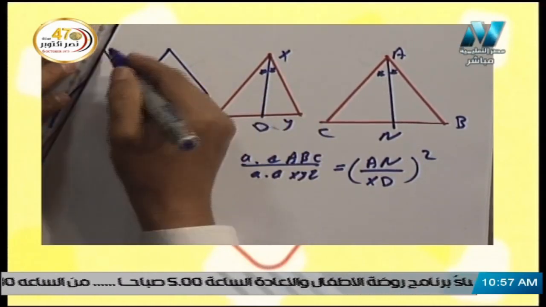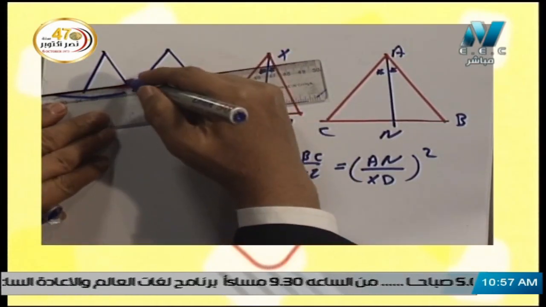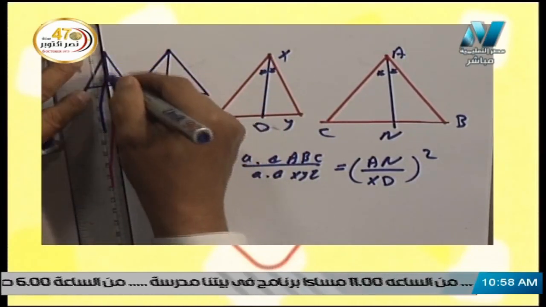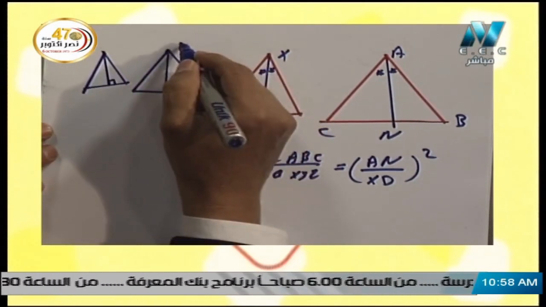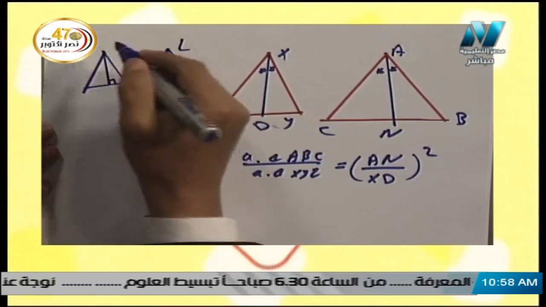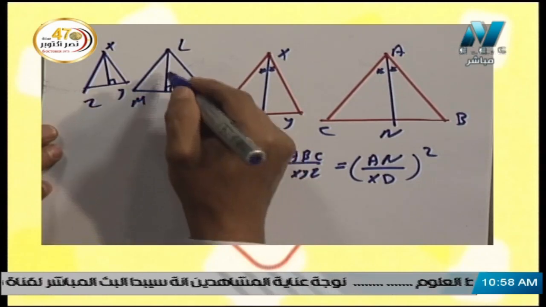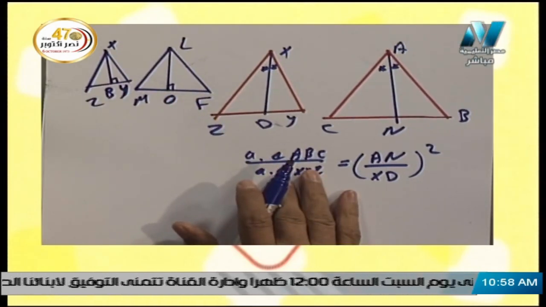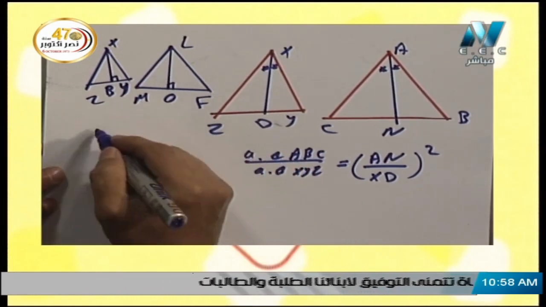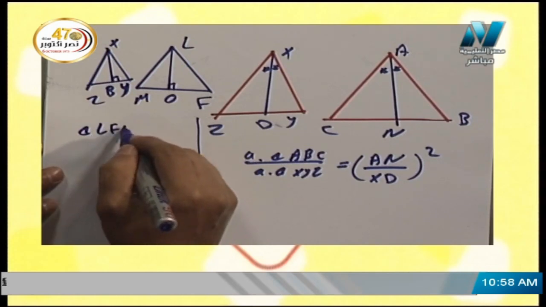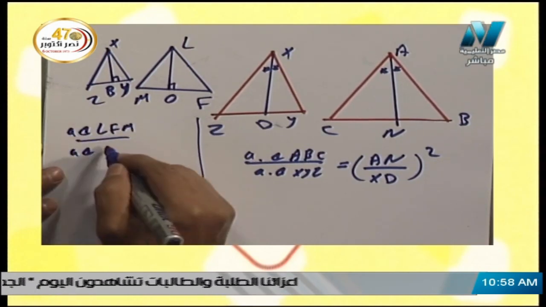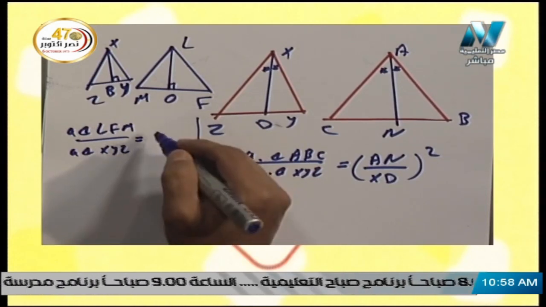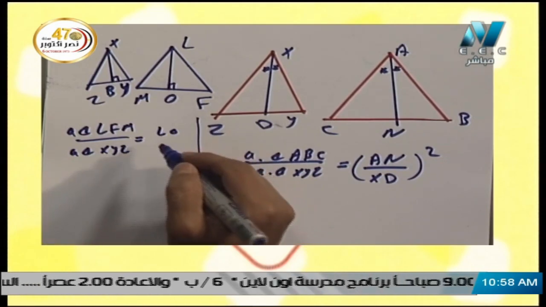Okay, and we have this perpendicular line segment and this perpendicular one also. If we say that this triangle is LFM and XYZ also, and this is LO and XB. So the ratio between the areas of the two triangles, triangle LFM over triangle XYZ, equals the two perpendiculars, but not squared, LO over XB.